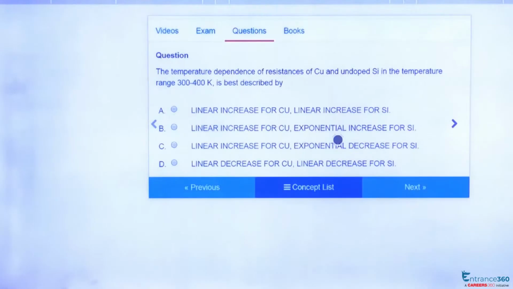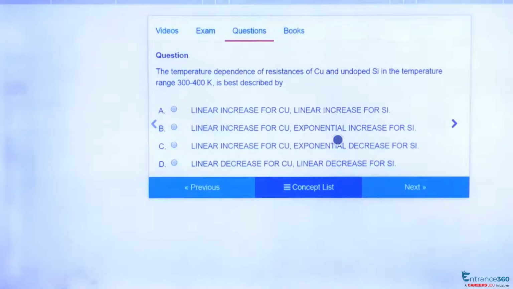Hello students, let's discuss a question from JEE Main 2016 from the chapter current electricity. So the question is: the temperature dependence of resistance of copper and undoped silicon in the temperature range of 300 to 400 Kelvin is best described by which of the options.